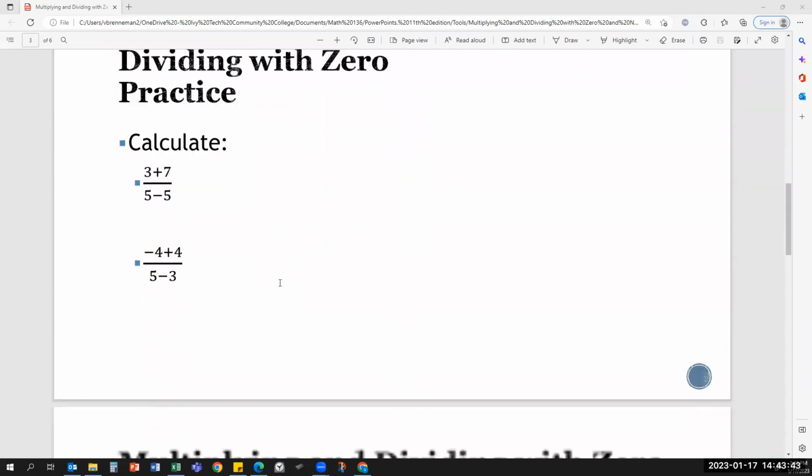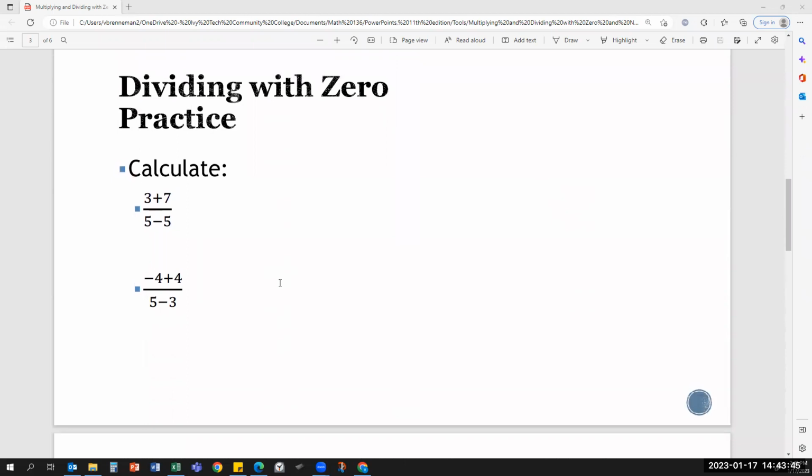All right, so some practice calculating. So 3 plus 7 over 5 minus 5. When I do those additions and subtractions, we get 10 on top, but 5 minus 5 is 0. Doesn't matter what's on top really at that point. As soon as the bottom is 0, that result is undefined.